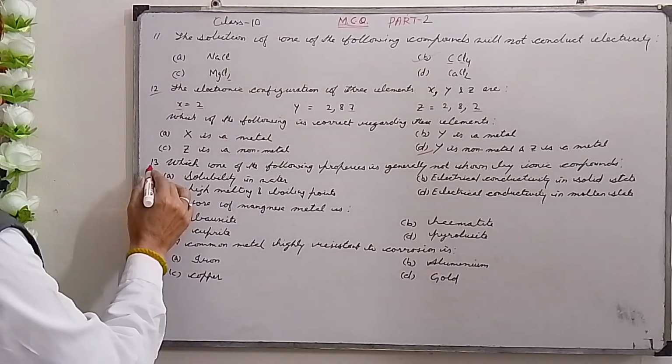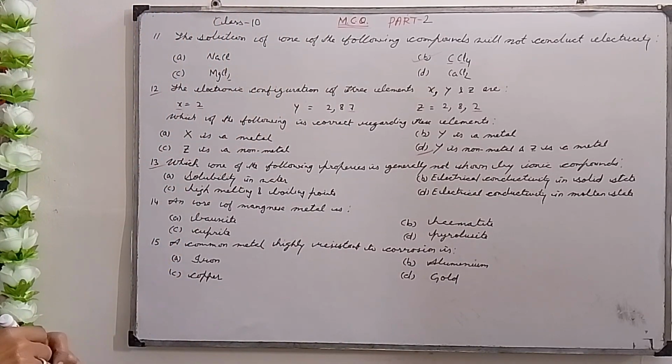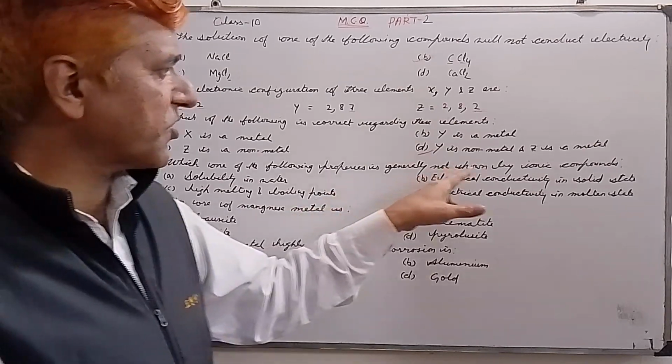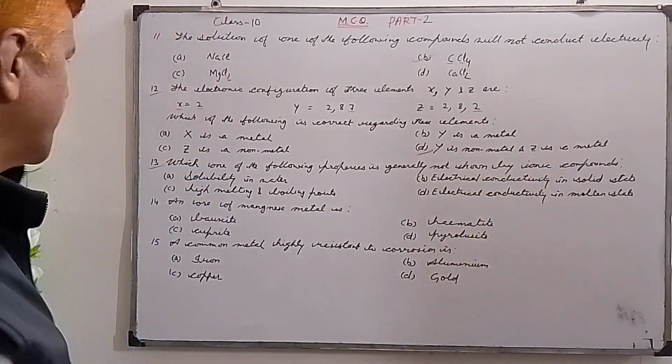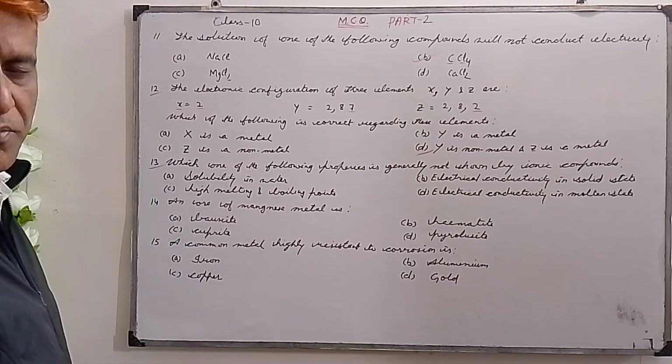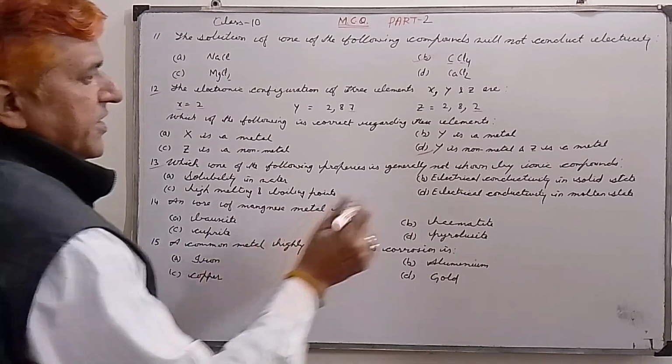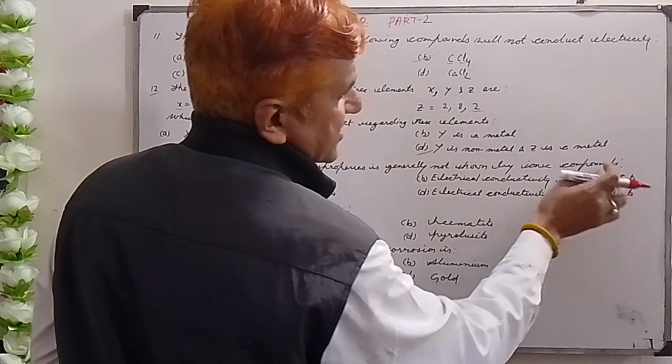Now we have question number 13. Which one of the following properties is generally not shown by ionic compounds? First is solubility in water. Yes, ionic compounds are soluble in water. Electrical conductivity in solid state.